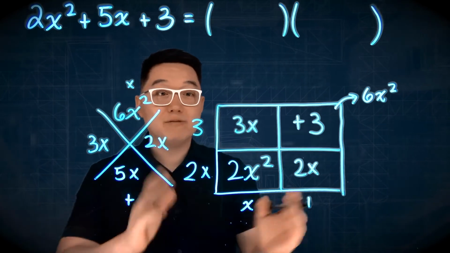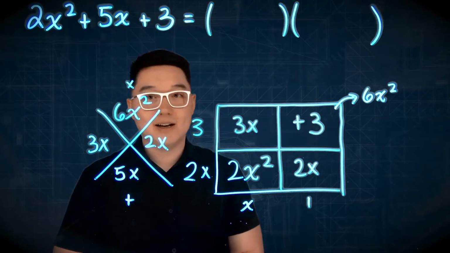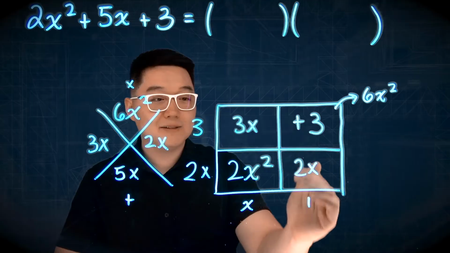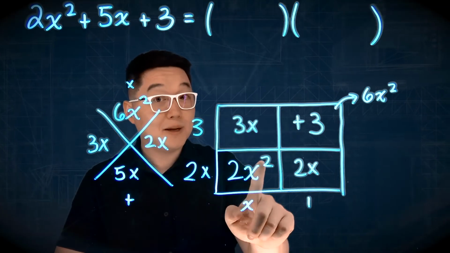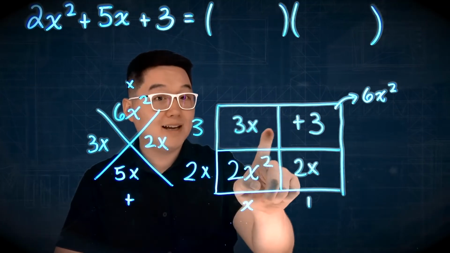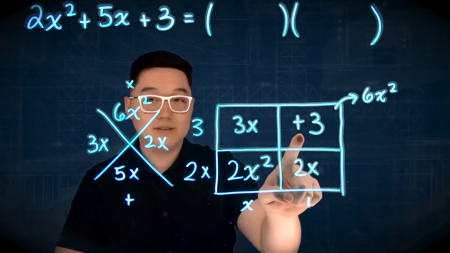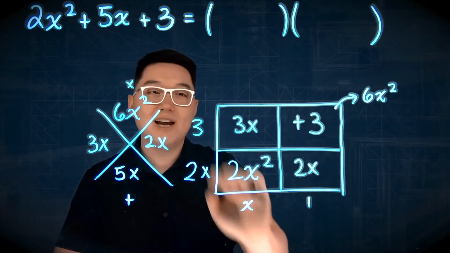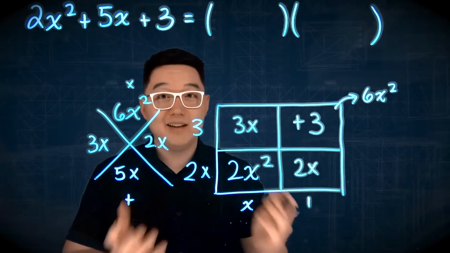Now, before we write it as a product, let's double check our work. We just have to make sure that every section makes sense. 2x times x gives us 2x squared, 3 times x gives us 3x, 3 times 1 gives us 3, and lastly 2x times 1 gives us 2x. So everything checks out. And there you go.